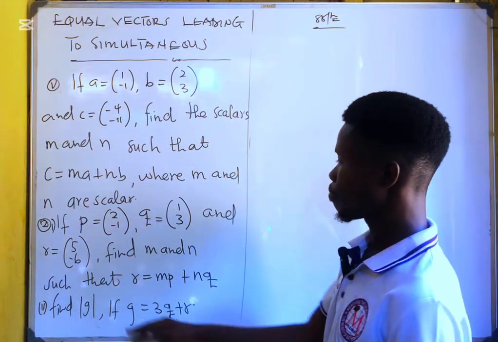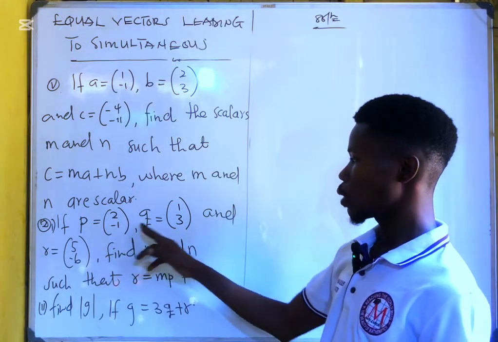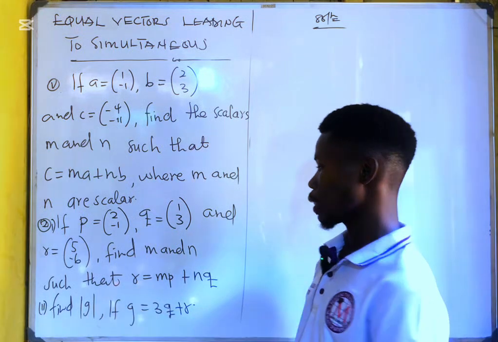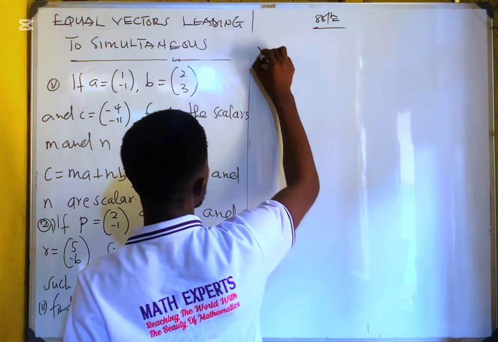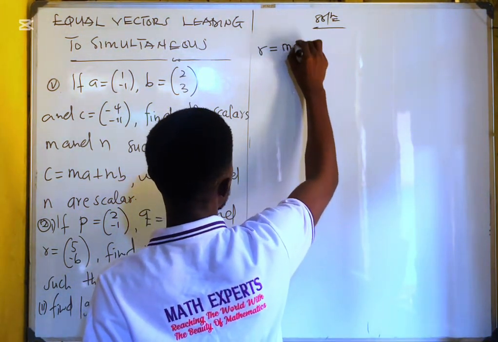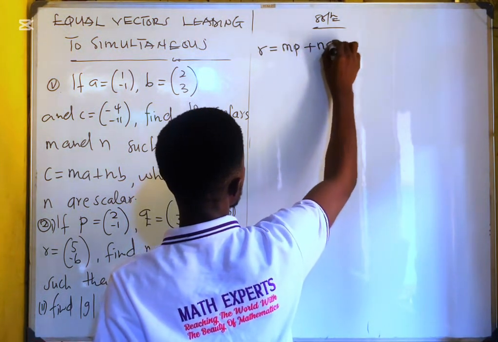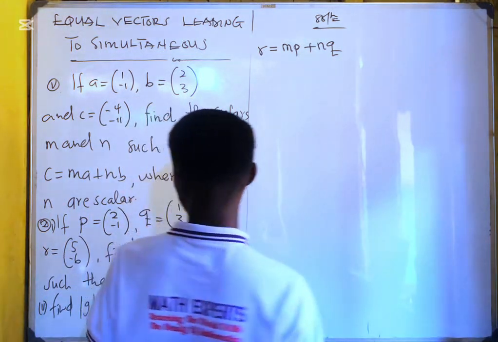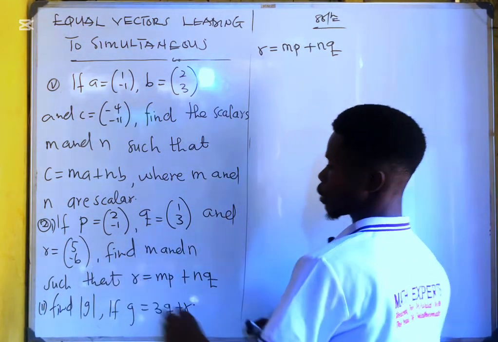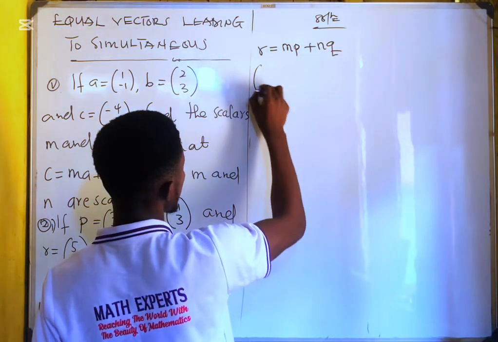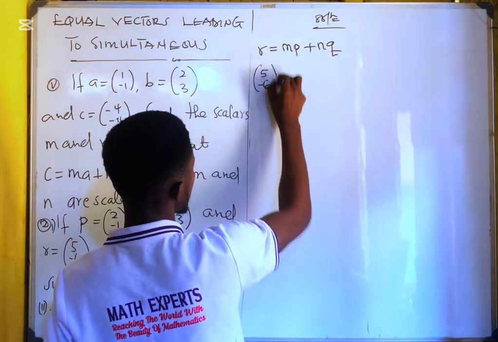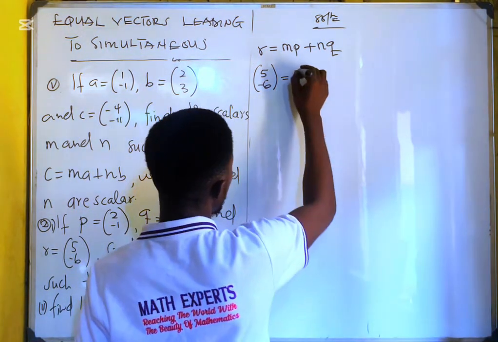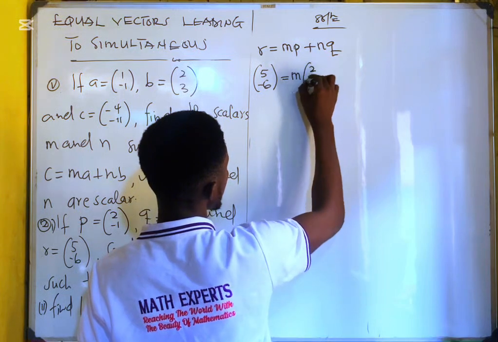Example 2. If p equals (2, -1), q equals (1, 3), and r equals (5, -6), find m and n such that, so here too the formula has been given as r equals mp plus nq. R equals mp plus nq. Here r has been given as (5, -6). So we have (5, -6) equals, p has been given as (2, -1), so m multiplied by (2, -1).